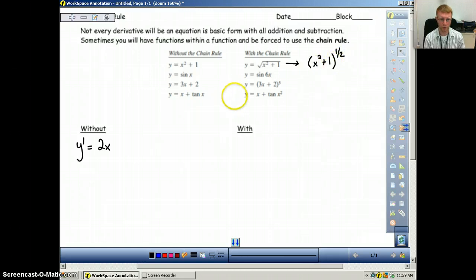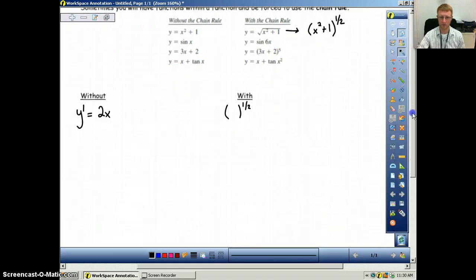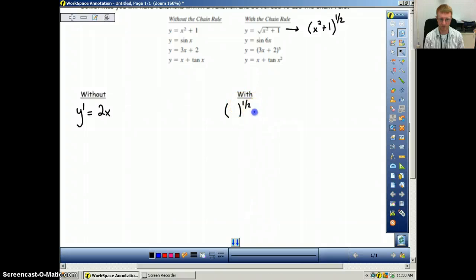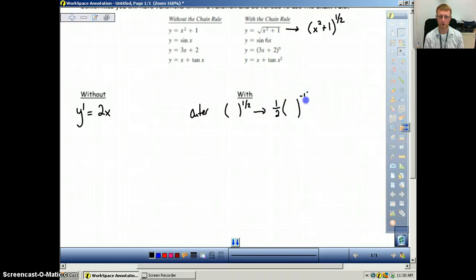Now, here's the way that you would want to look at this. The outer function, I don't care about what's on the inside. The outer function is just parentheses to the 1/2 power. The derivative of that parentheses, don't worry about what's on the inside, this is what we call the outer. The derivative of that parentheses is going to be 1/2 times parentheses to the negative 1/2. I'm just doing the regular power rule, multiplying to the front and then subtracting the power by 1. What is in this parentheses is exactly the same thing that you started with.